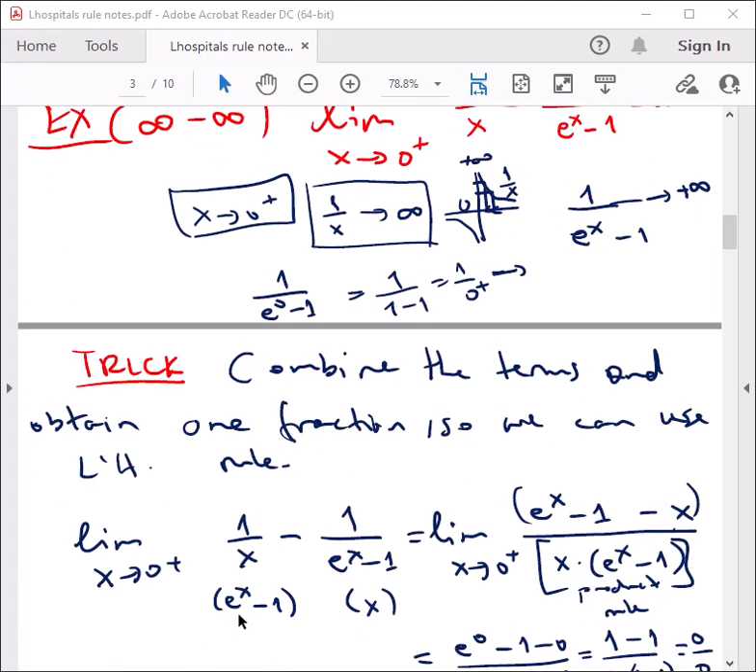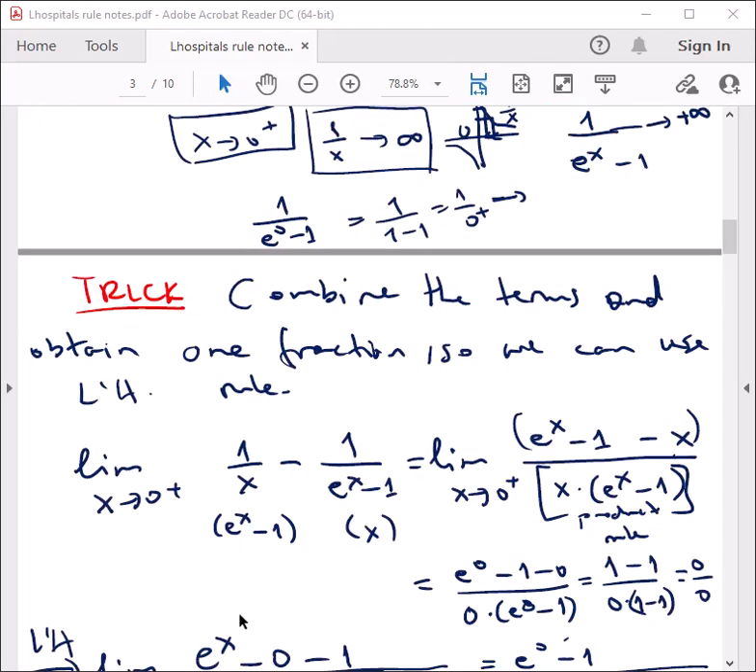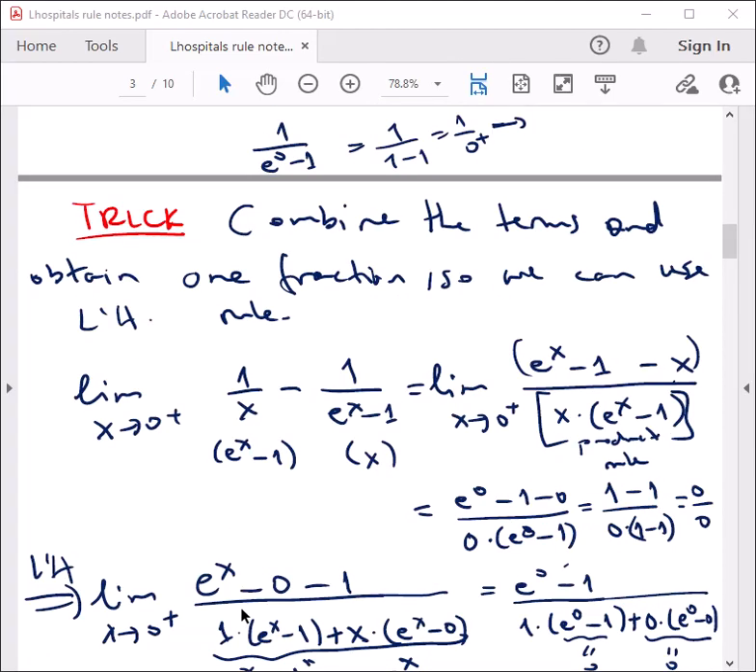Expand the first fraction by e to the x minus 1 and expand the second fraction by x. So we kind of cross expand by the cross denominators. Then on the top we are now going to have e to the x minus 1 minus x divided by x times e to the x minus 1. So when x goes to 0 from the right, the top is going to be 1 minus 0, which is 0, and the bottom will be 0 times 1 minus 1, 0 times 0, so 0 again. So this is a 0 over 0 now again.